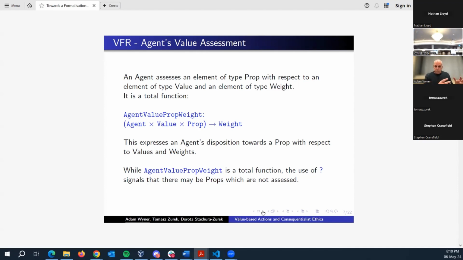So in that sense, it's saying, is a particular proposition very representative of, let's say, family, or not, very low weighting with respect to family, or with respect to freedom? Do we have a proposition which is highly rated with respect to freedom, with respect to that agent, or very low? This again is a total function. The question mark again signals that there are props that are not assessed. Next slide, please.